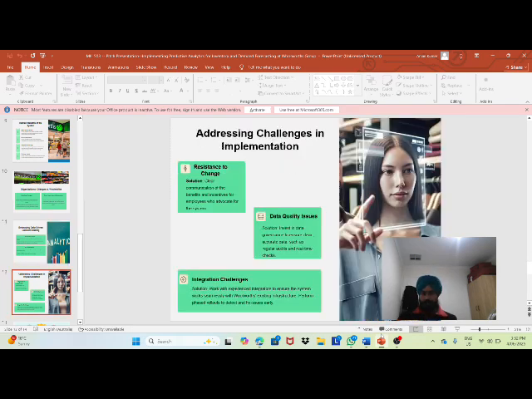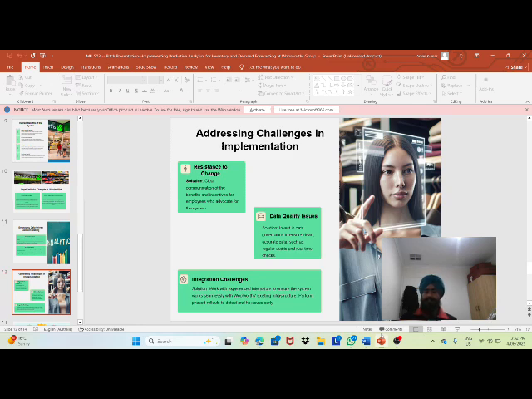So every coin has two sides. So here are also some challenges in the implementation of predictive analytics. So what are the challenges? I'm going to talk here about the resistance to change.